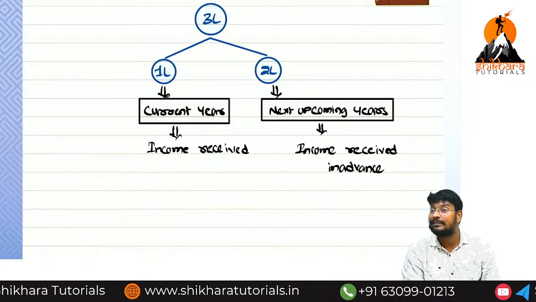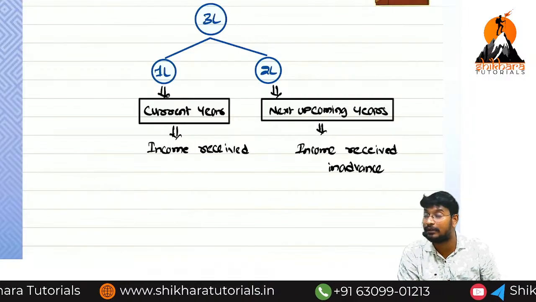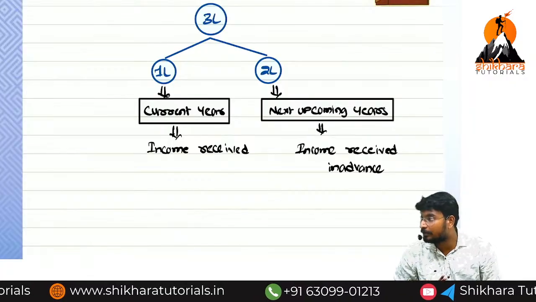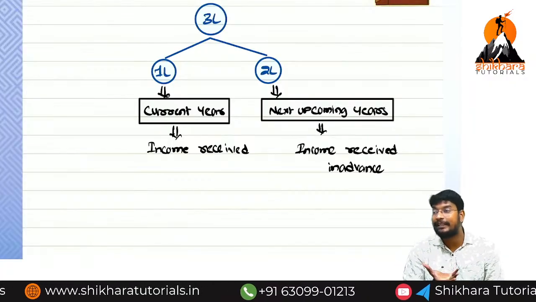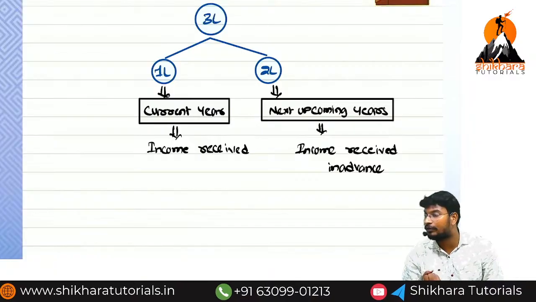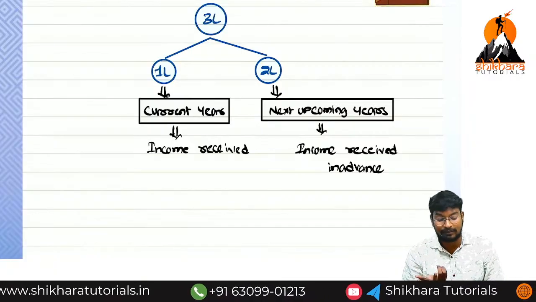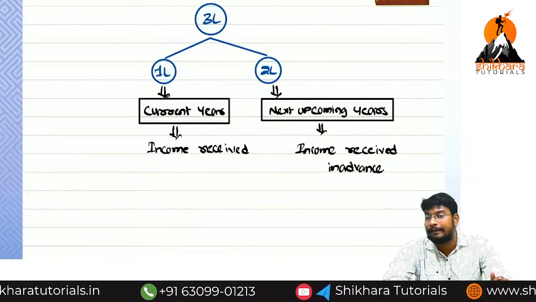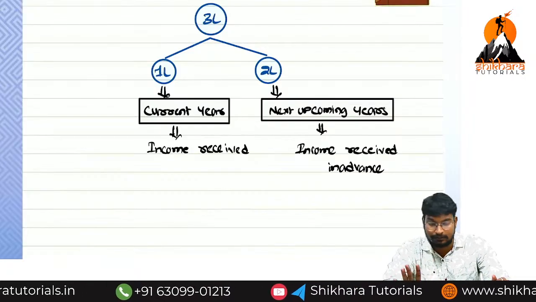So is this an asset or a liability? Liability. What is the liability here, sir? We need to provide the service. Without providing the service, we have collected the amount from the students. So for that reason, income received in advance is called an asset or liability? Liability. Okay, guys? Is there any doubt?